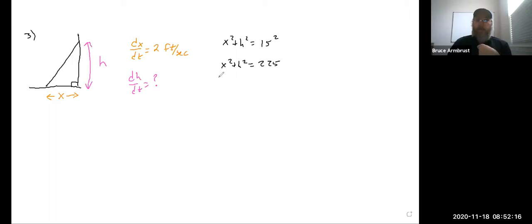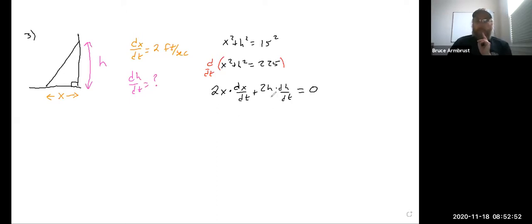So we're going to take a derivative with respect to t. So we have to use implicit differentiation. So we're going to get 2x times dx/dt plus 2h times dh/dt. So those both came from the chain rule, right? It's power rule, but then chain rule gives us the dx/dt and dh/dt. And then the 225, its derivative, of course, is 0.